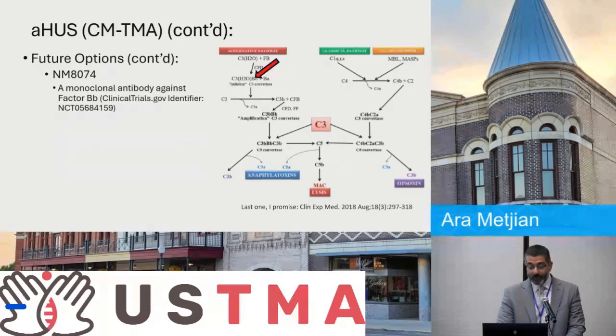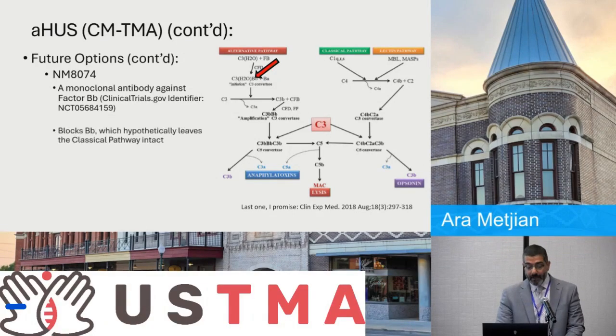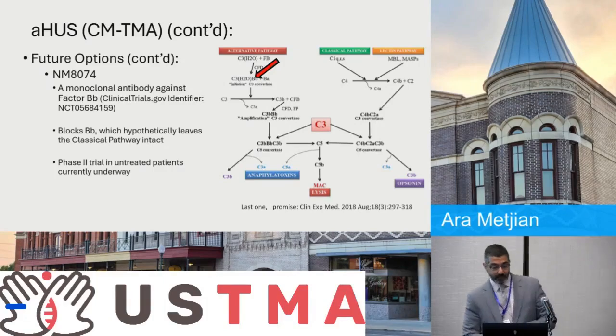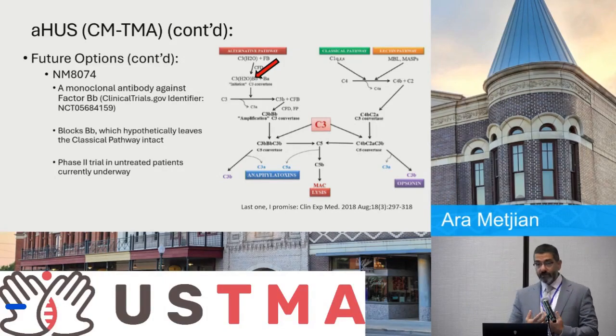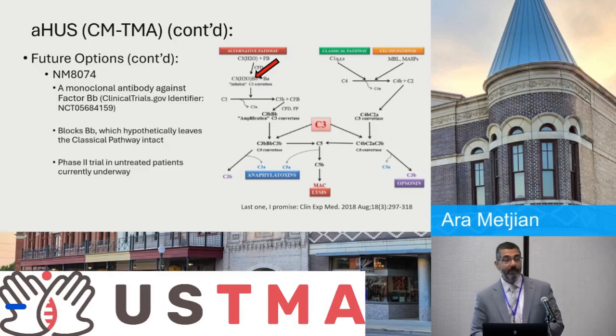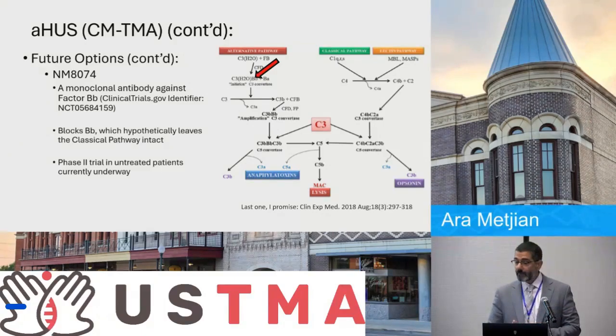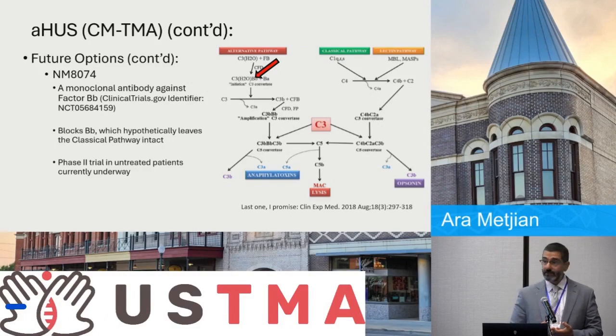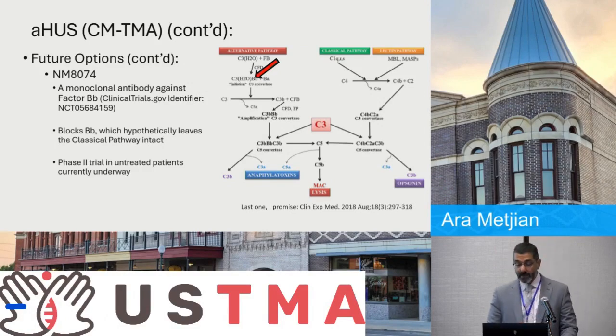And of course, there's a monoclonal antibody against what's called factor BB. This is only in phase 2 trials. What is being bandied about as possibly better is that it just squashes the alternative pathway down without letting the rest of complement be inhibited. So the theory, which needs to be test driven, is that this will lead to less infectious risk than some of the other complement inhibitors.